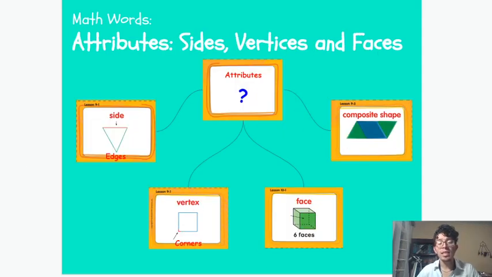And what are the attributes of figures? ¿Cuáles pueden ser atributos de una figura? Well, they have sides, pueden tener lados. They can have vertices, pueden tener esquinas o vértices. They can have faces, pueden tener caras. And they can be composite, pueden estar compuestas. Okay? They can be made out of other figures. Pueden estar hechas con otras figuras.